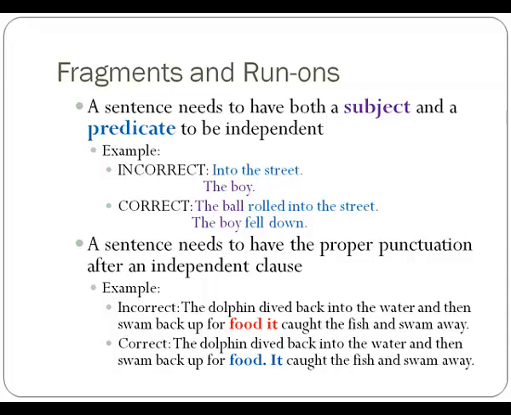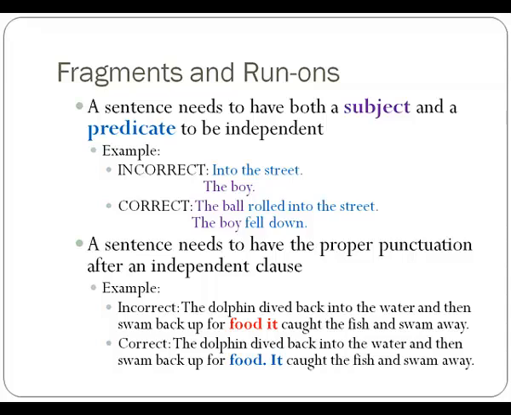Fragments and run-ons. A sentence needs to have both a subject and a predicate to be independent. Example, incorrect: Into the street, the boy. Correct: The ball rolled into the street, the boy fell down. Something that you've learned over and over again.